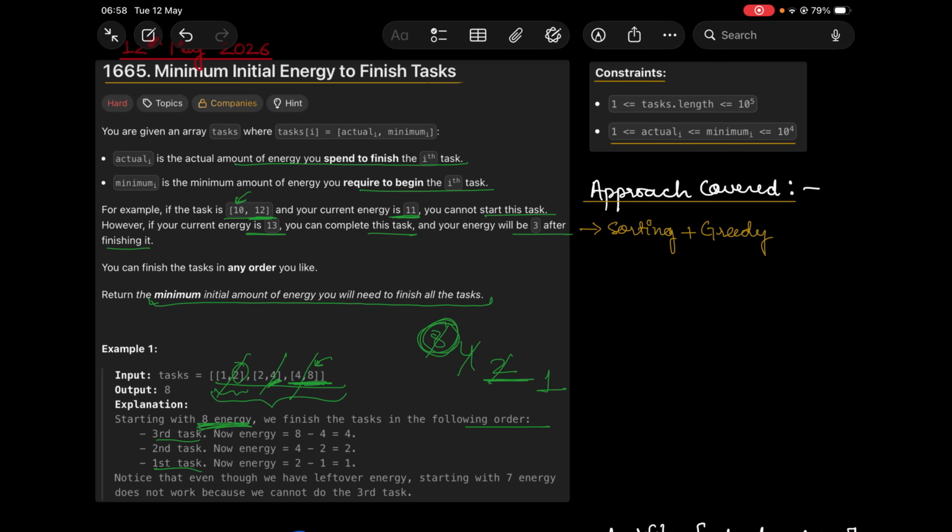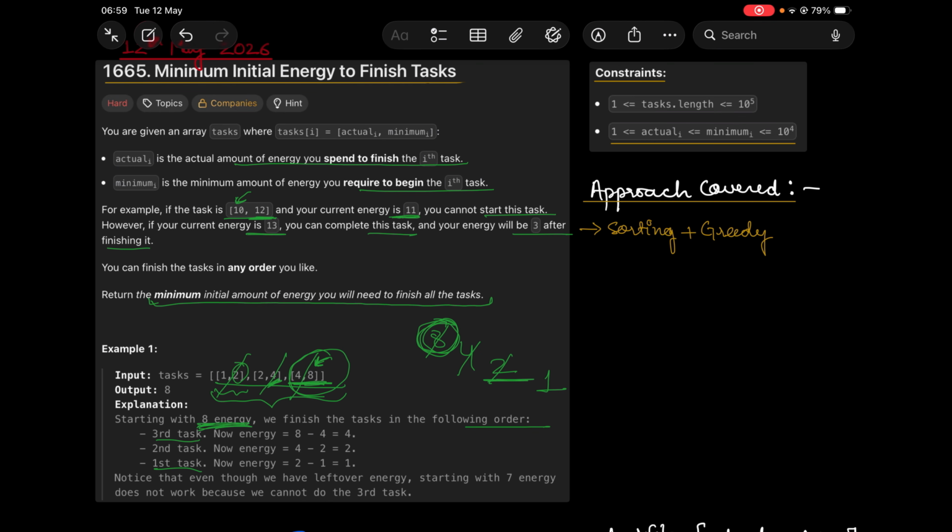And there is no way possible that we could take minimum energy anything below 8, because let's say if we take 7 or anything below 8, let's say 4, we cannot even start this task, right? Because its minimum required energy itself is 8. So for that reason, for this example, it is 8. Because we have to finish all the tasks, that is the minimum initial amount of energy we will need, I mean, minimum at all.